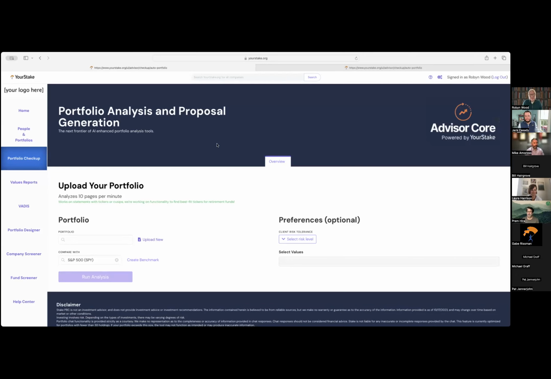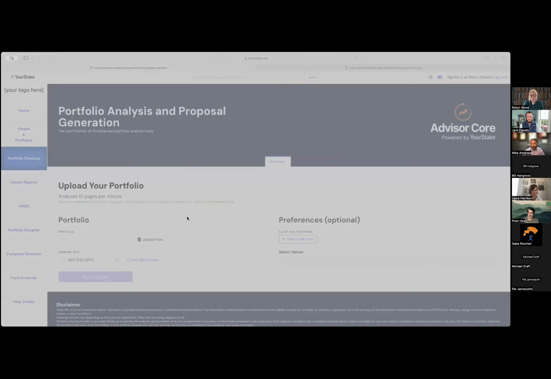So kind of going with how Mike set the stage in a typical workflow. You're working with a prospect, they've given you their statement. Now what? Instead of that time-consuming manual entry of looking at their statement PDF and hand typing in all of those holdings and the corresponding values, we've shortened that time with our tool. So you'll be able to upload a statement.